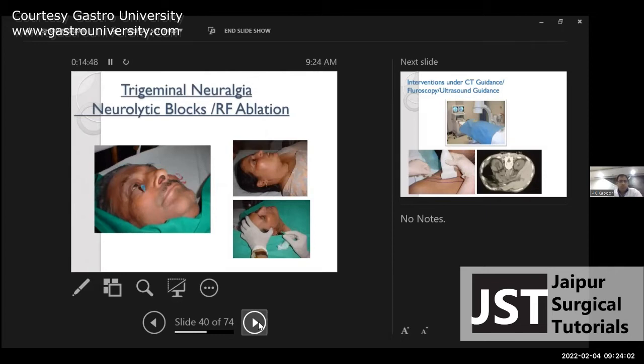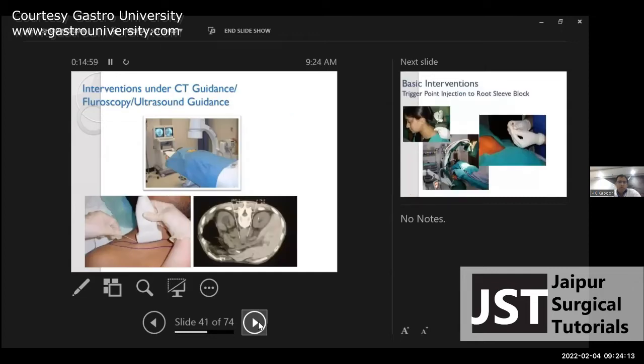Neurolytic blocks or RF ablation are done for trigeminal neuralgia: ophthalmic division, maxillary division, mandibular division. In cancer of the buccal mucosa, we are regularly doing it. All our interventions are done under fluoroscopic guidance or ultrasonic guidance. We can also do this procedure under CT guidance.